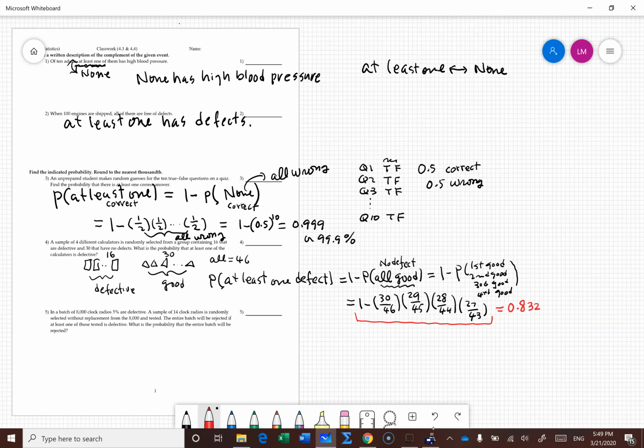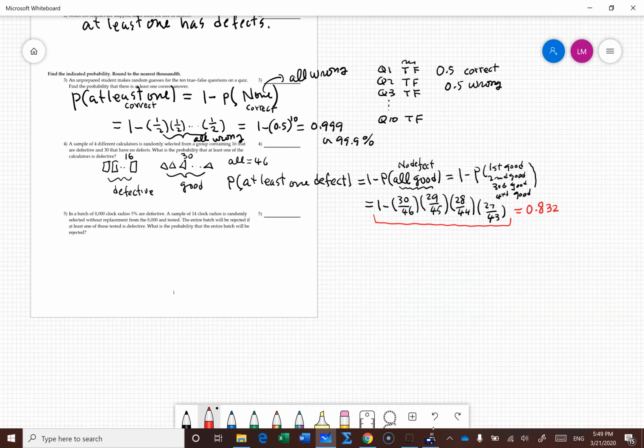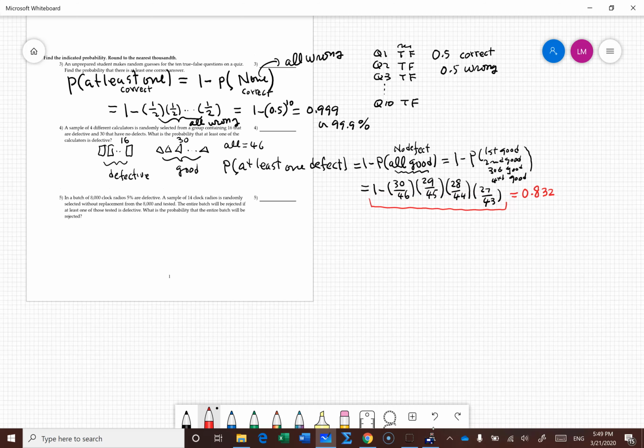Number 5, in a batch of 8,000 clock radios, 5% are defective. A sample of 14 clock radios is randomly selected without replacement from the 8,000. The entire batch will be rejected if at least one of the tested is defective. What is the probability that the entire batch will be rejected? So the probability of reject is 1 minus the probability of accept.